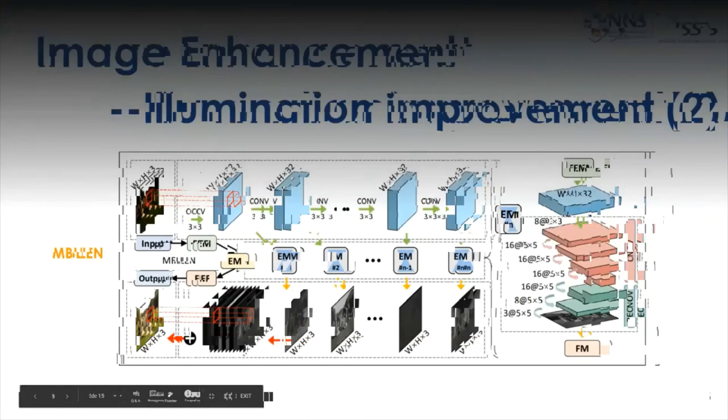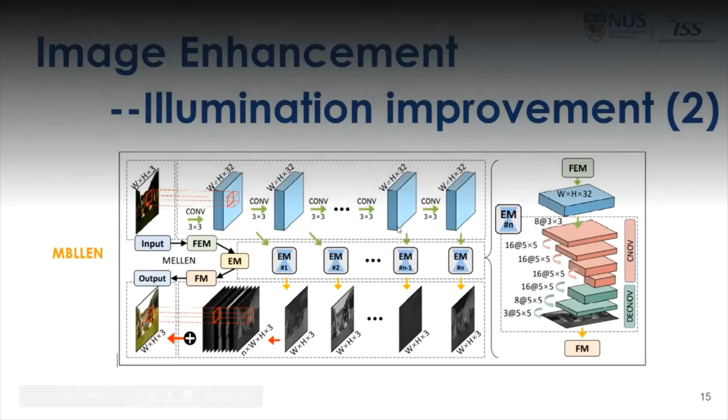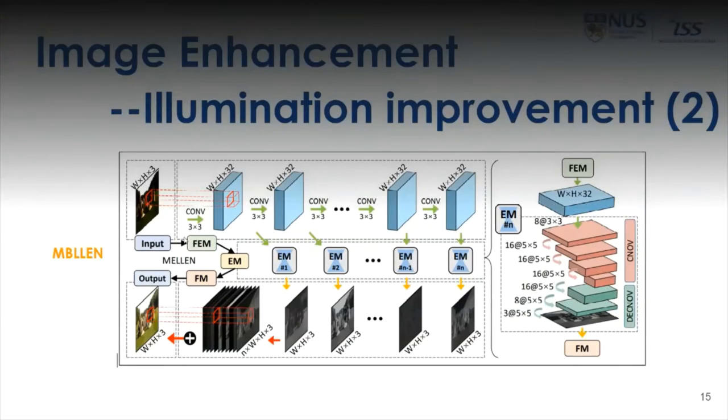If we want to improve the image in very low light condition, like light at night, we need a powerful deep learning technique. The network is composed of three modules: FEM, feature extraction module, EM, enhancement module, and FM, fusion module. FEM tries to extract the RGB texture features from the image.